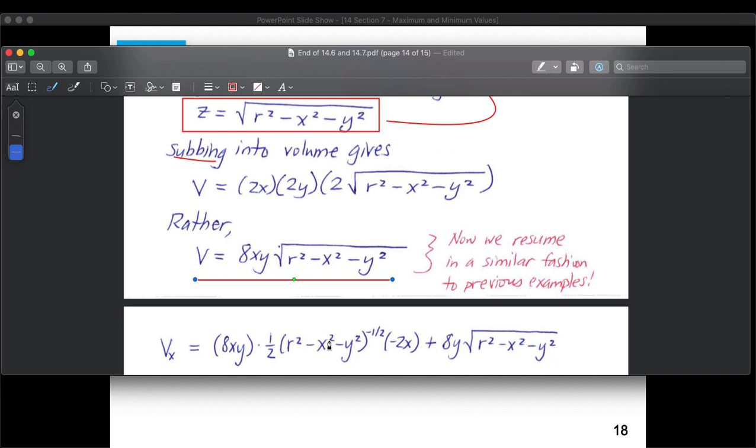Now here I take the derivative with respect to x, and notice I get a fairly ugly derivative. I mean, that's ugly, right? Because I had to use the product rule, and I had to do the power rule with a square root, which is no fun. But believe it or not, you're able to simplify this fairly easily.